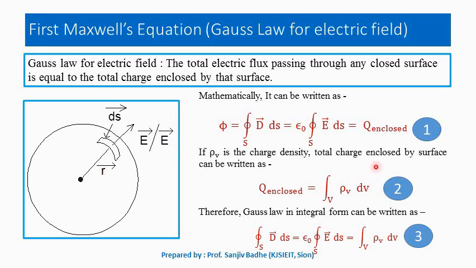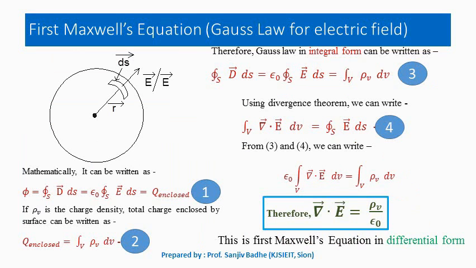So by equating equation 1 and equation 2, we can write the Gauss law in integral form as surface integral of D bar ds is equal to epsilon naught surface integral of E bar ds, that is equal to volume integral of rho v dv. So this is the Gauss law written in integral form. Now we will use divergence theorem to convert this surface integral in the form of a volume integral, and we can get the Maxwell's first equation.